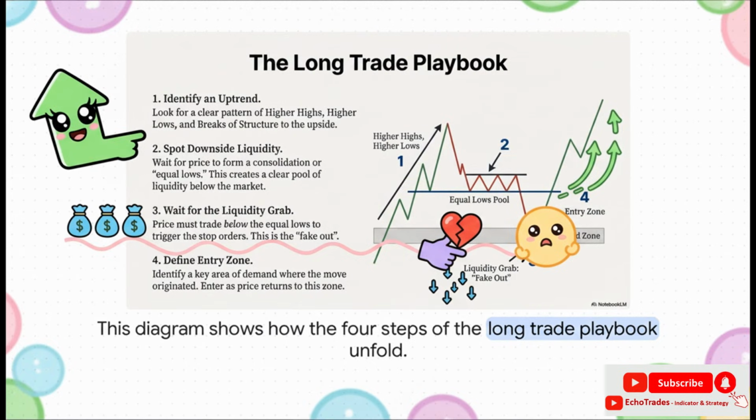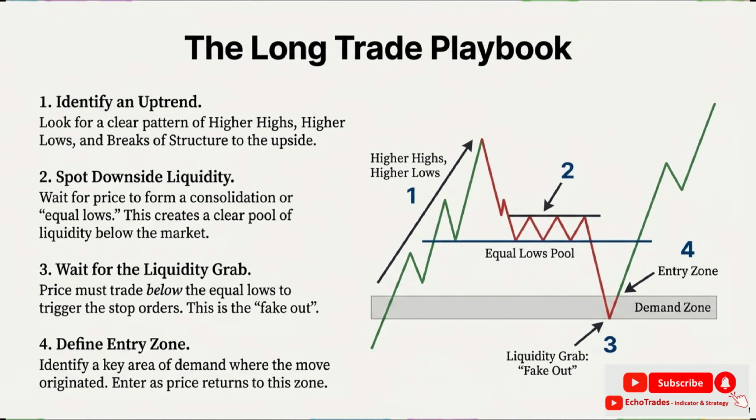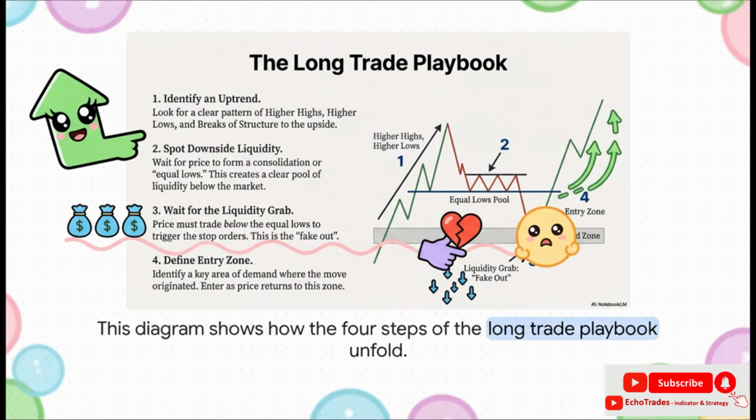Step 1, you see that clear uptrend. Step 2, price kind of consolidates, creating that pool of equal lows. That's our fuel. Step 3, bam, the sharp move down. That's the liquidity grab, the fake out. And step 4, as price moves back up, we look to get in right around that demand zone, that key area of buying interest where the whole move started.